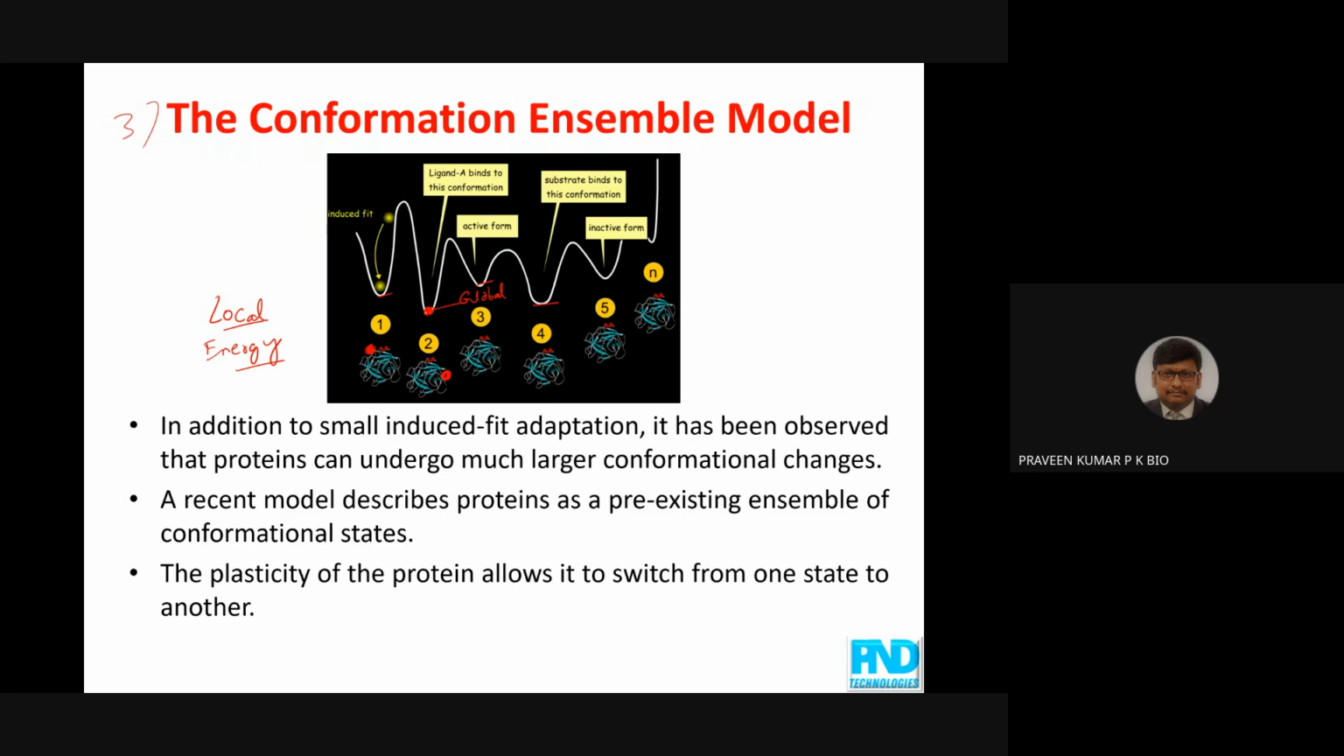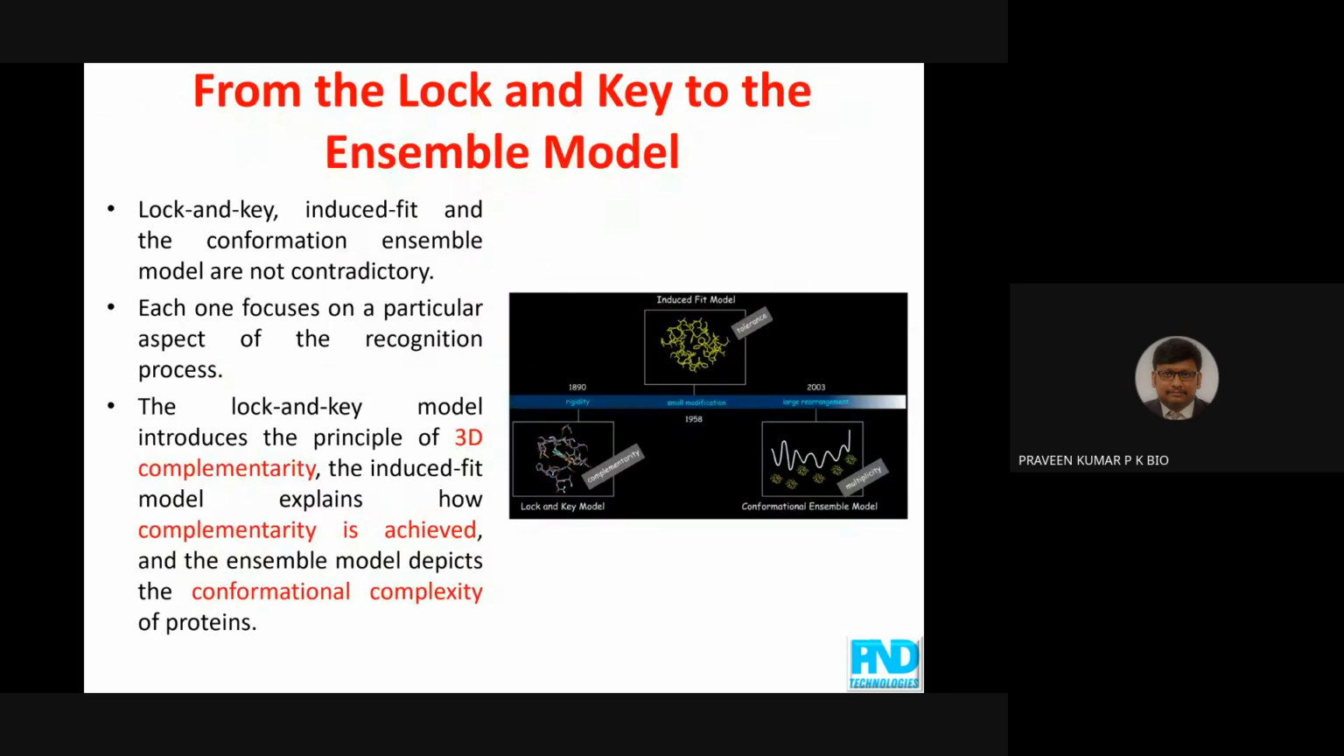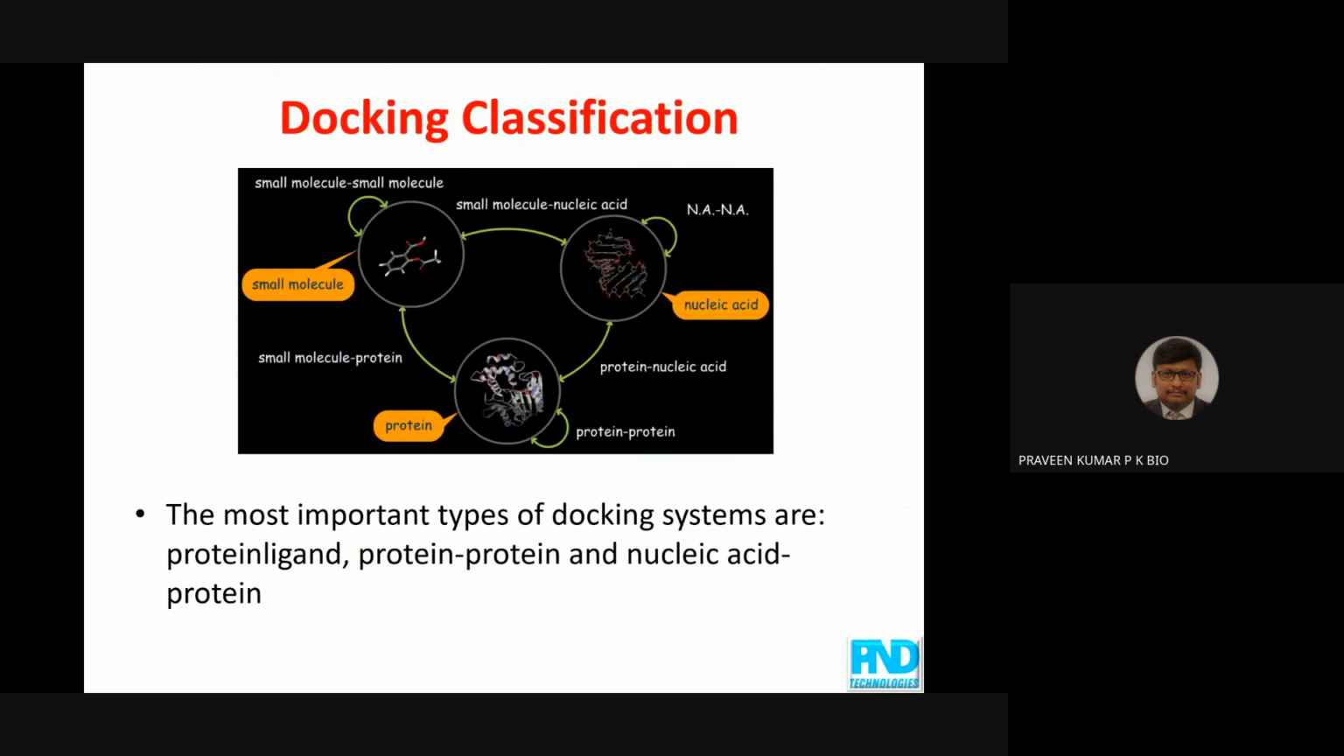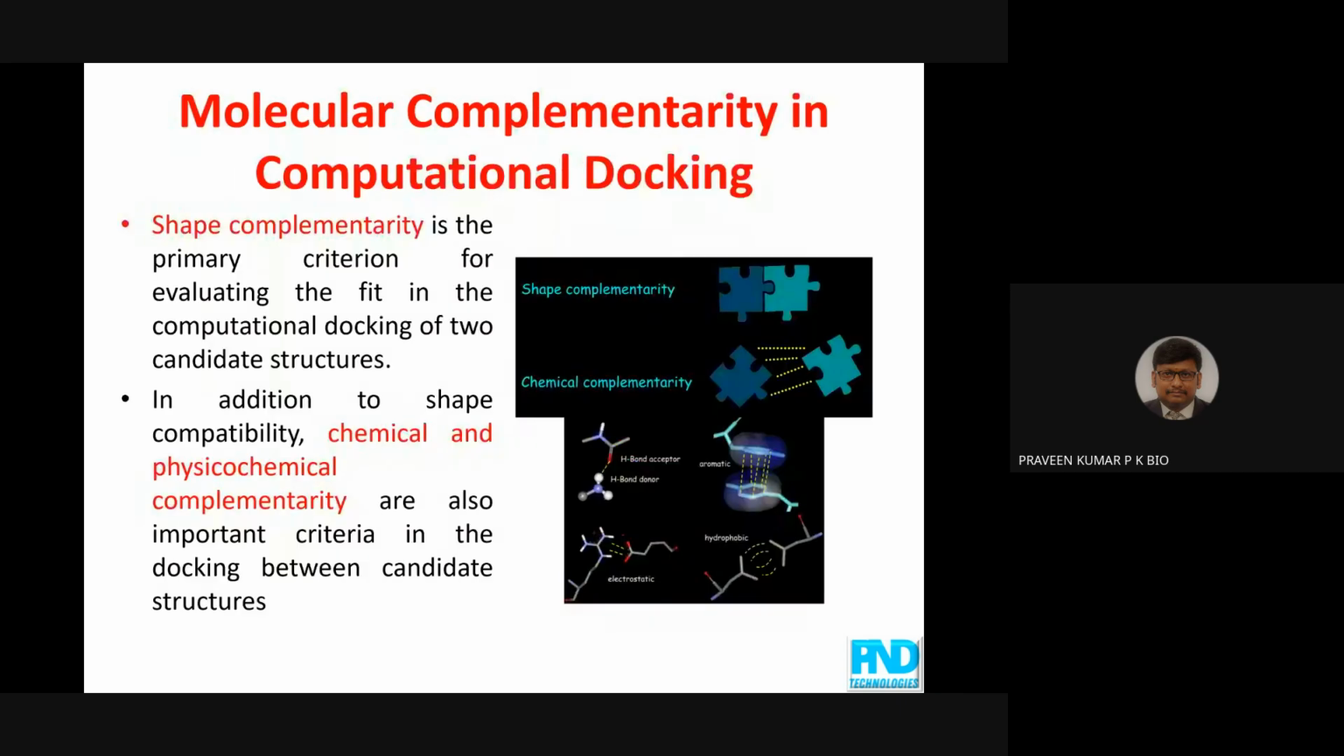This kind of method of determining the energy at different binding sites is what we call the conformational ensemble method. So if you go from the lock and key model to the ensemble model, we are presently using the conformational ensemble method. And in docking, you can see the types of docking. As I mentioned, a small molecule can also be docked: small molecule with protein, similarly protein with nucleic acid, small molecule with nucleic acid. All these things come under docking.